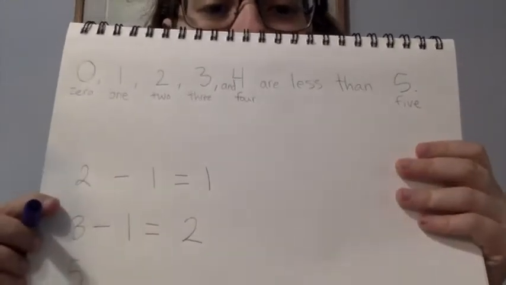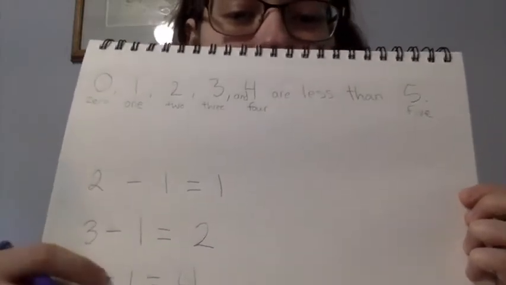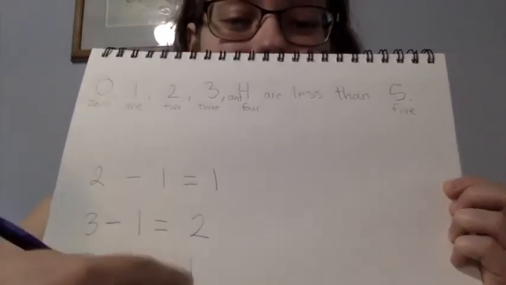Last we did number 5. We're going to do 1 less than 5. So 5 minus 1 equals 1, 2, 3, 4. That's right. Let's check it out. Let's see what our math sentence looks like. 5 minus 1 equals 4.